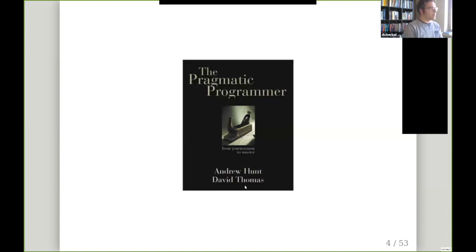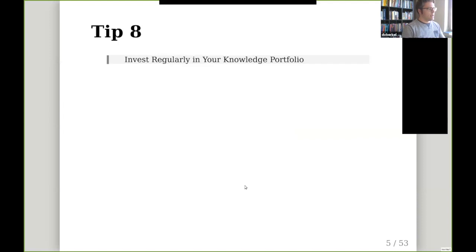I read it vigorously, and one of the tips this book has, because it's a book full of tips, is basically to invest regularly in your knowledge portfolio, which isn't very catchy, so you don't very often hear this. But what you maybe have heard of is one of the sub-goals of this tip, which is to learn a language each year. So why would you want to learn a new language?